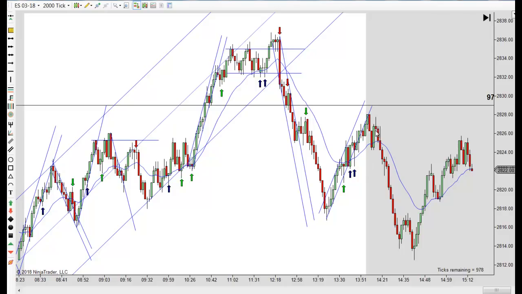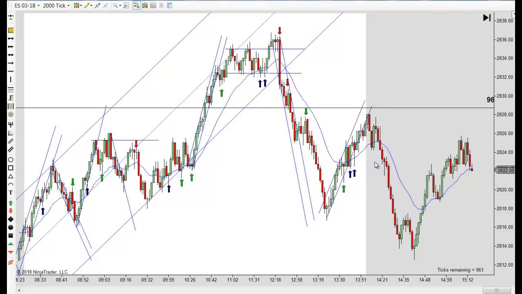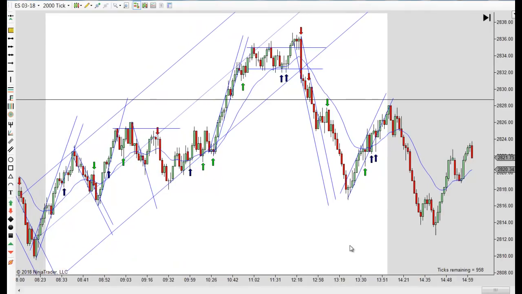This would have been a great short if it had been a little better signal bar. Of course, it's after 2 o'clock, and I probably would have liked entering right there. It didn't break higher, but it's a lower high, and you could have treated that like a failed second entry long. And look at that, another nice move down. So yeah, it was a really good trading day.